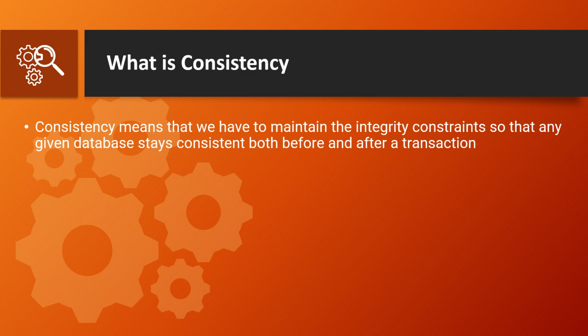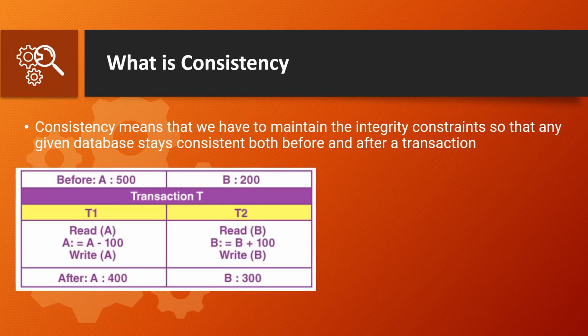Next, what is consistency? It is the second part of ACID. The first one is atomicity, which we have covered. The second one is consistency. Consistency is when we have to maintain the integrity constraint so that any given database stays consistent both before and after transactions. Let's try to understand with an example. Suppose person A has 500, rupees, dollars, euros, whatever currency you want to imagine, and person B has 200.